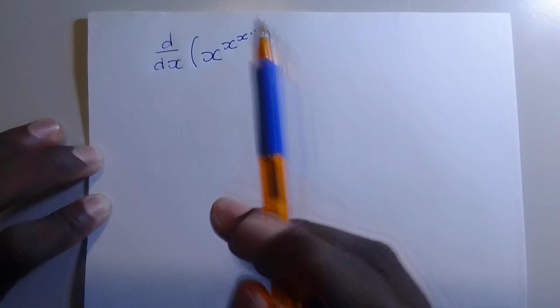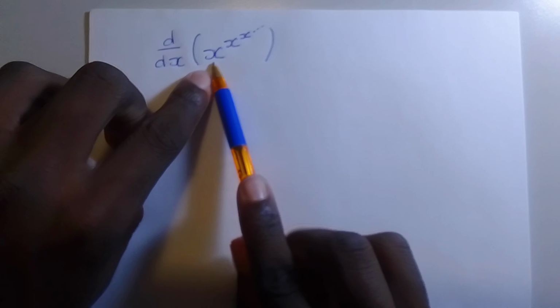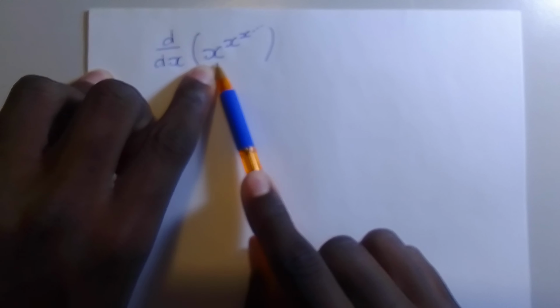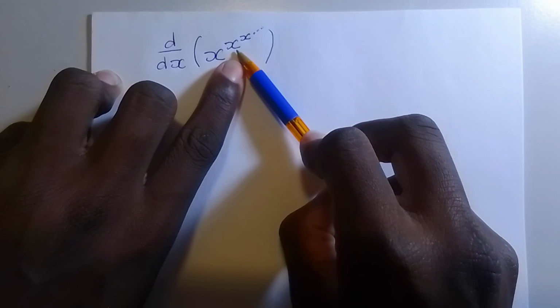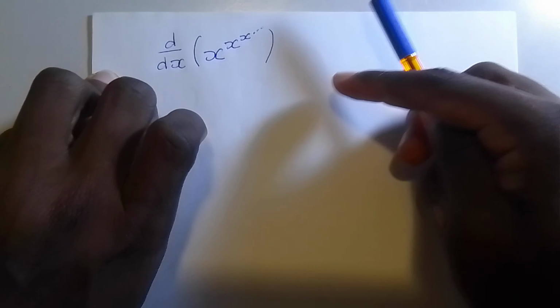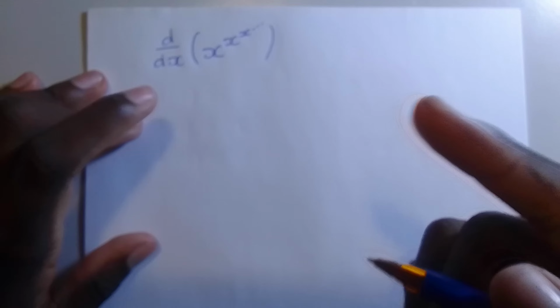What's up, guys? In this video we are going to be finding the derivative of this. This is x to the power of x to the power of x to the power of x to the power of x to the power of x, up to an infinite number of powers of x.